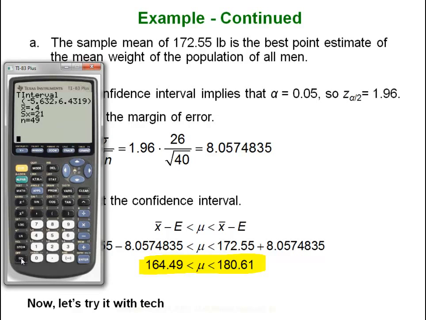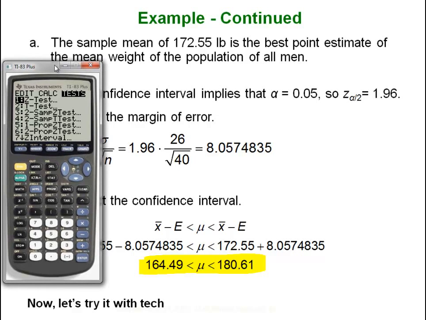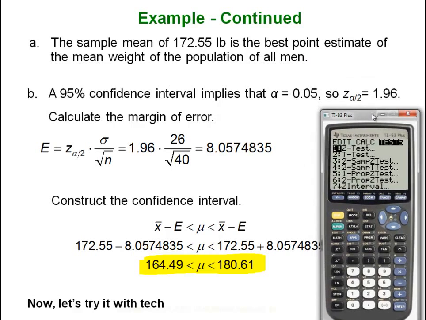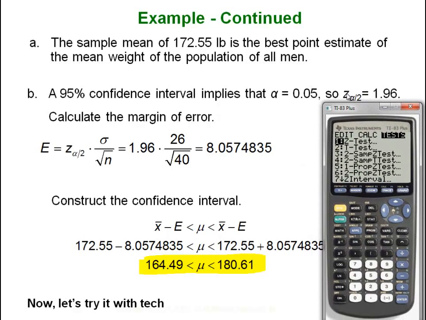If we're going to do it with technology, we go back to stat, tests, only now, because we somehow know the standard deviation of the population, we're no longer doing a t test, we're doing a z test. Z test. Again, do we have data or stats? Data as if we had the raw data, stats as if we just have the results, which is what we have. Mu 0, that's the thing that we're, oh sorry, I'm doing a t-test. I'm doing intervals. Sorry. Z interval. Data versus stats.